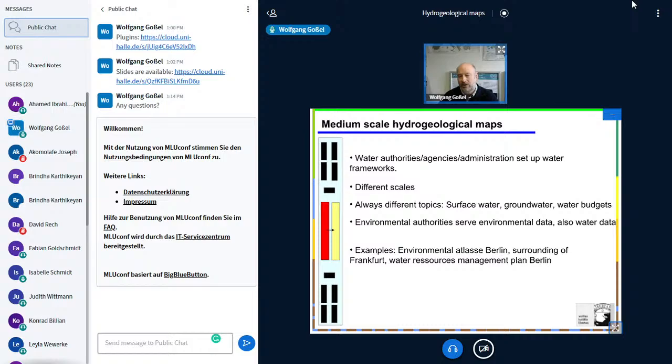It depends a little bit on which water authority you contact. If you go to the water supply, you get, of course, other topics than if you go to the authorities for surface water, for the canals and the rivers and so on. And therefore, you should first have a look at what is available, what has been published by this authority, and what the other authorities in other federal states do.